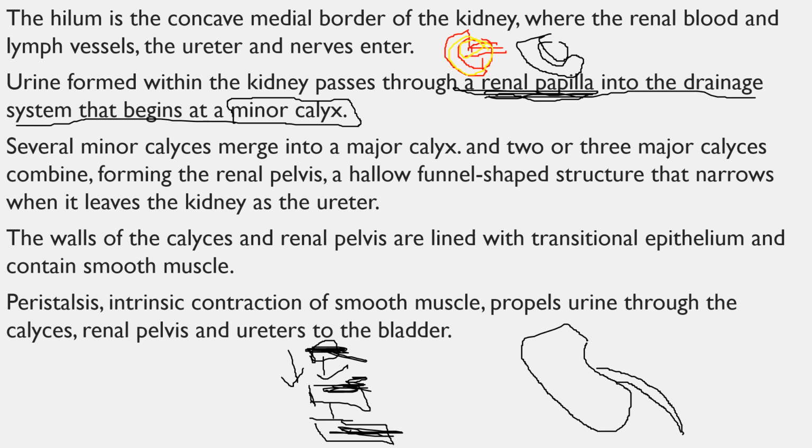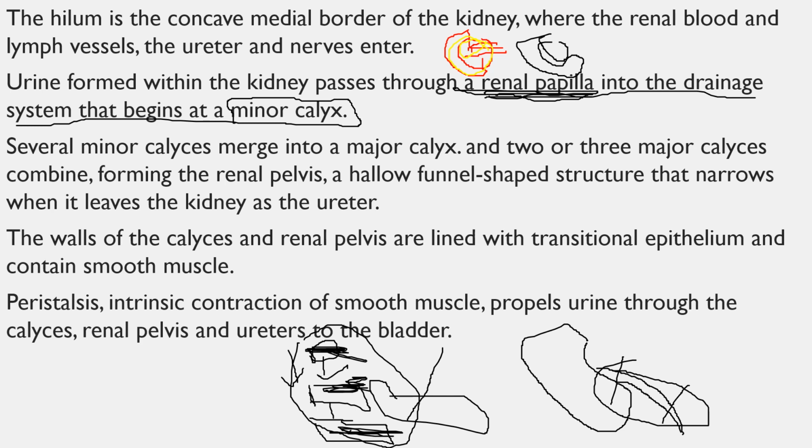Then 2 or 3 major calyces combine. There will be so many of these; this is just an illustration. There are so many of them. These major calyces will combine and form the renal pelvis. The renal pelvis starts from here to here. Then this renal pelvis will form a hollow funnel-shaped structure that narrows when it leaves the kidney, which is called the ureter.